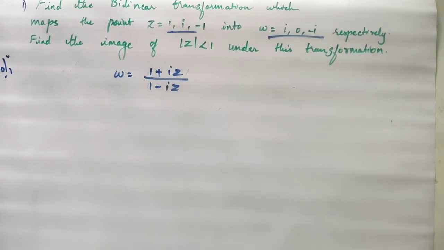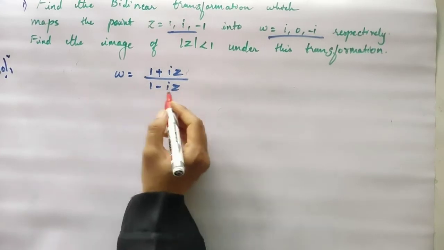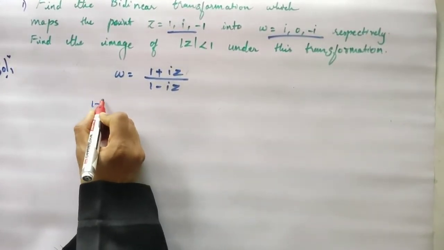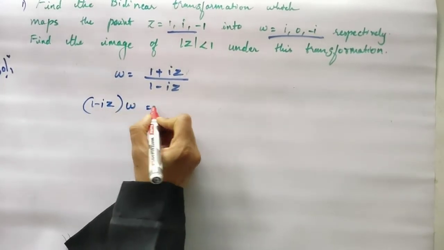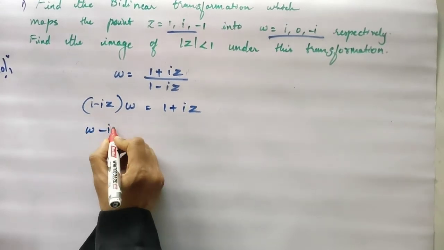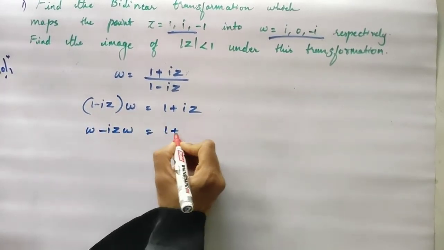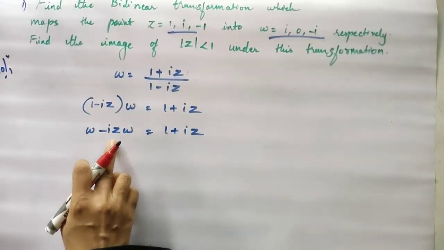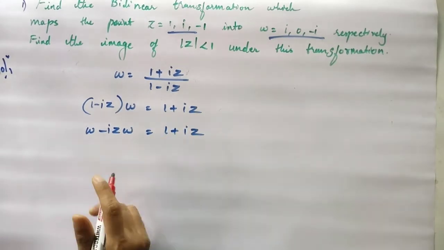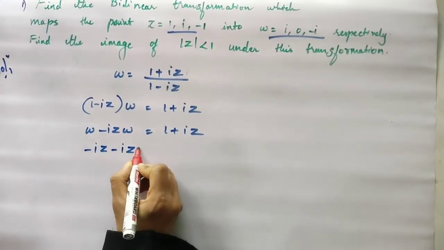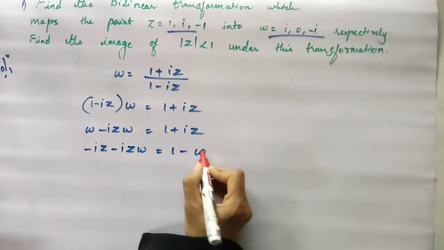For that I will separate my Z from here. Let us separate our Z. So get this to the left hand side. It is 1 minus IZ into W is equal to 1 plus IZ. So W minus IZW is equal to 1 plus IZ. Get this IZ to the left hand side and bring this W to the right hand side. So you will have minus IZW is equal to 1 minus W.